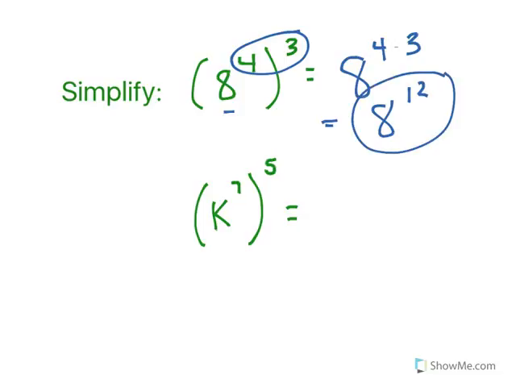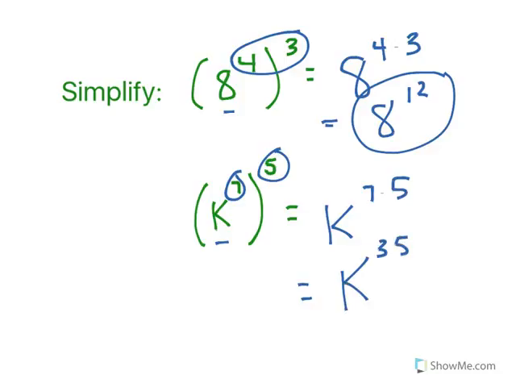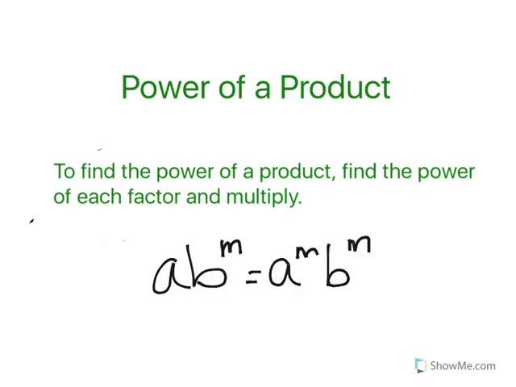I'm done. Next, we have k, so we're going to bring over the k. And then we have a 7 and a 5. So we're going to say k to the 7 times 5th power. That's going to be k to the 35th power, because 7 times 5 is 35. Easy as that. We're just multiplying the powers together.